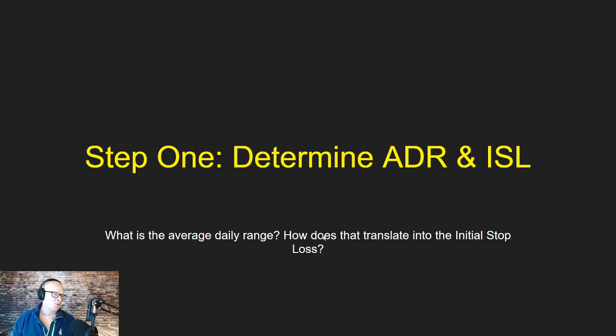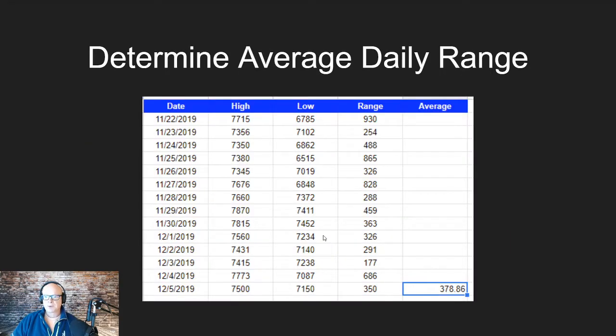Rule number one of risk management dictates that you have to identify your stop before you enter the position. You can't just sort of arbitrarily figure it out as you go along, even though that's kind of the natural thing. So determine the average daily range.